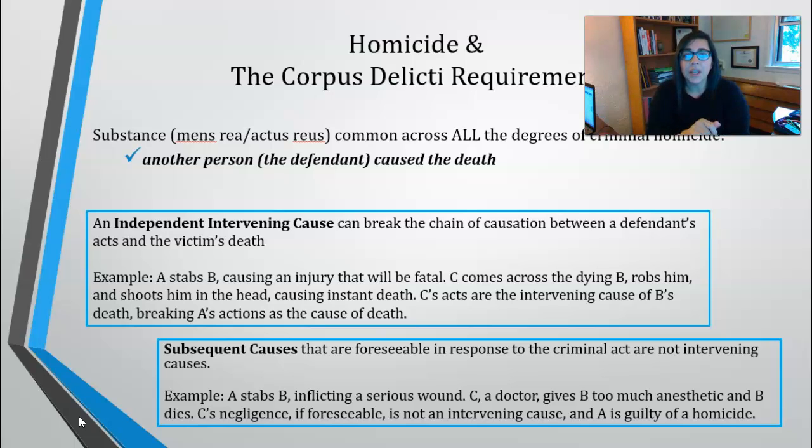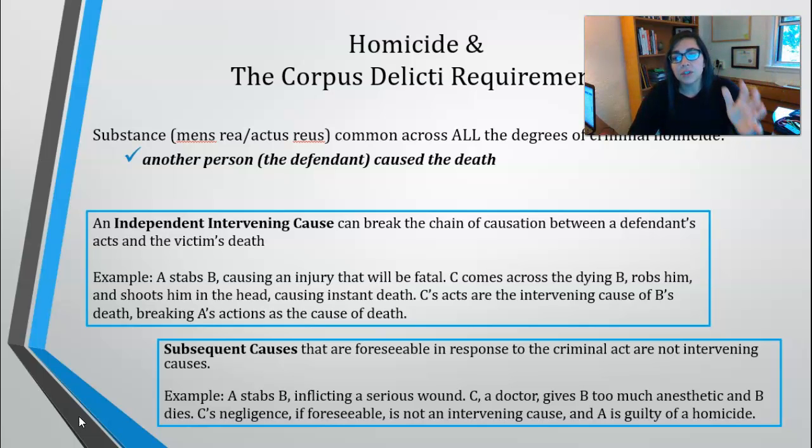And then think about this one. A stabs B, inflicting a serious wound, not a deadly one, but a serious one. C, a doctor, gives B too much anesthetic and B dies. So C's negligence is foreseeable. If foreseeable, it is not an intervening cause, but a subsequent cause. Let's think about this for a second. When you go to the hospital, you've been stabbed, you have a serious wound. It is foreseeable, one of those potential consequences that I can spray out there, that there's going to be some malpractice thing that happens. That's just a possibility. A reasonable person could foresee that.